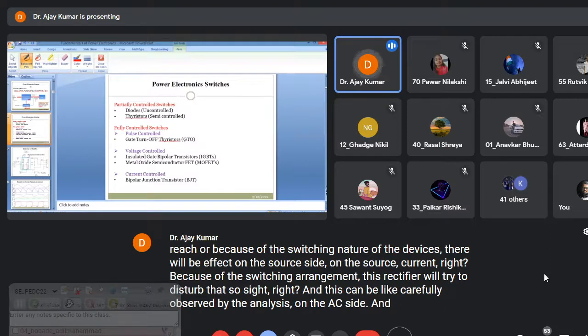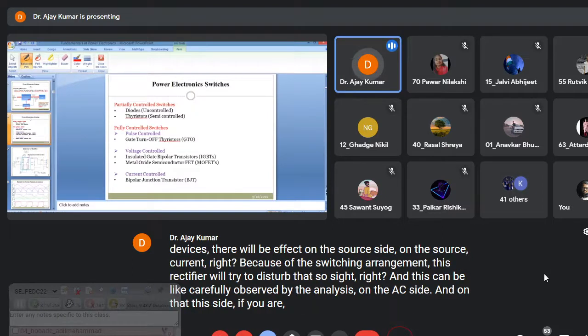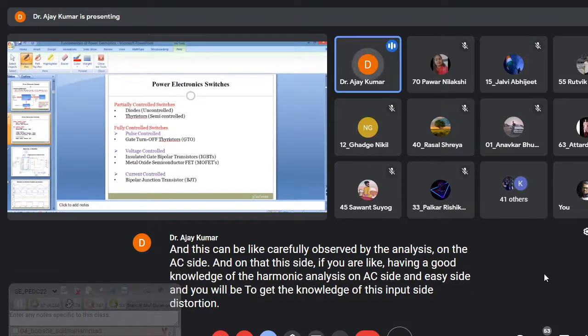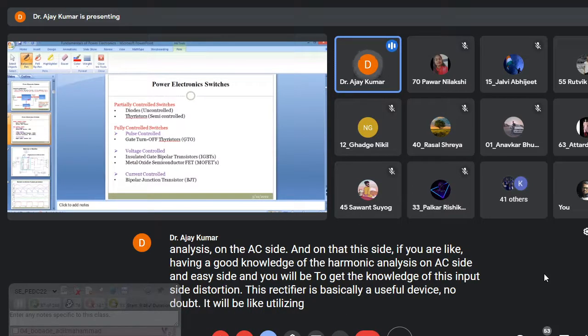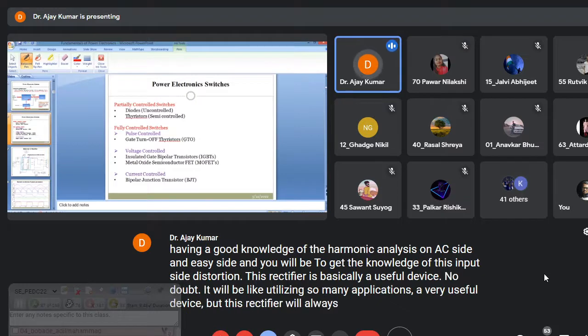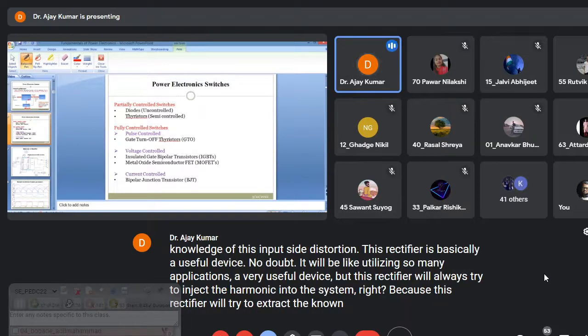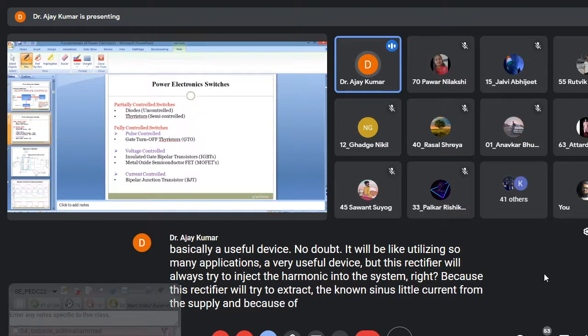If you have a good knowledge of the harmonic analysis on the AC side and DC side, then you will be able to understand this input side distortion. This rectifier is basically a useful device, no doubt. It is utilized in so many applications, but this rectifier will always try to inject harmonics into the system, right? Because this rectifier will extract a non-sinusoidal current from the supply, and because of that nature, you will find that the harmonics increase on the AC side.